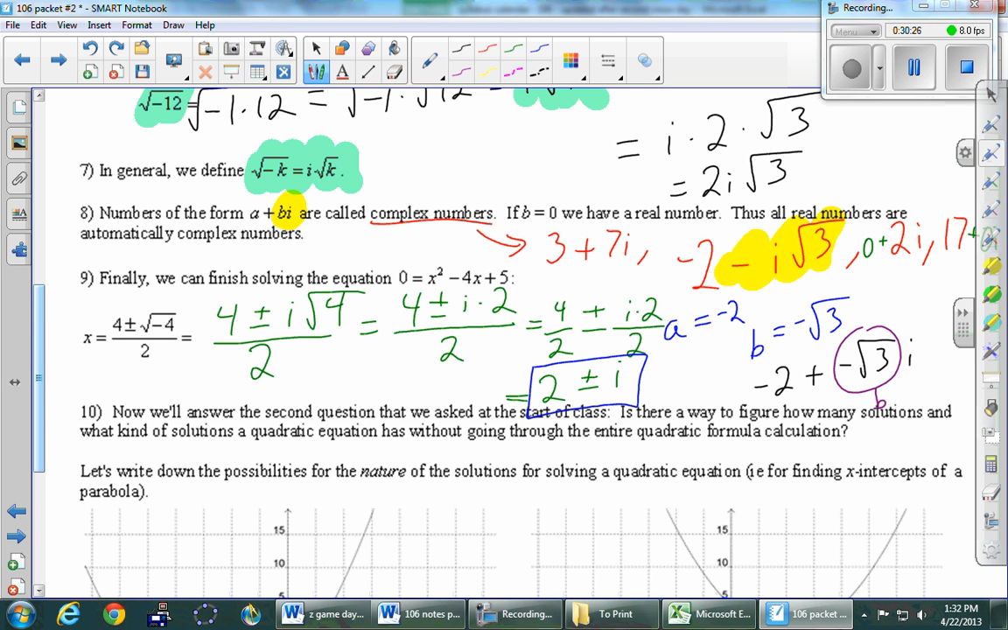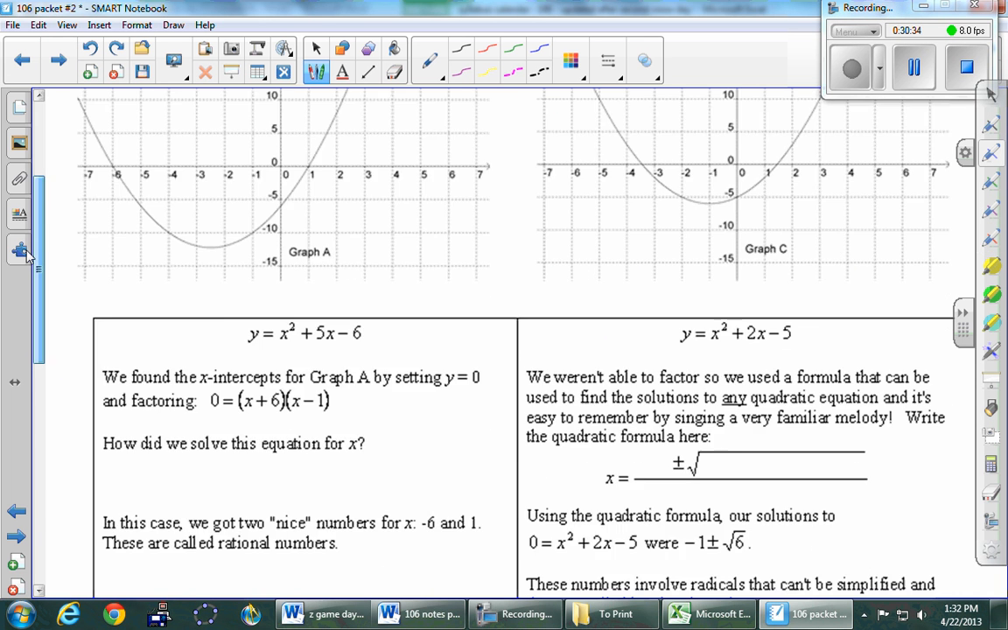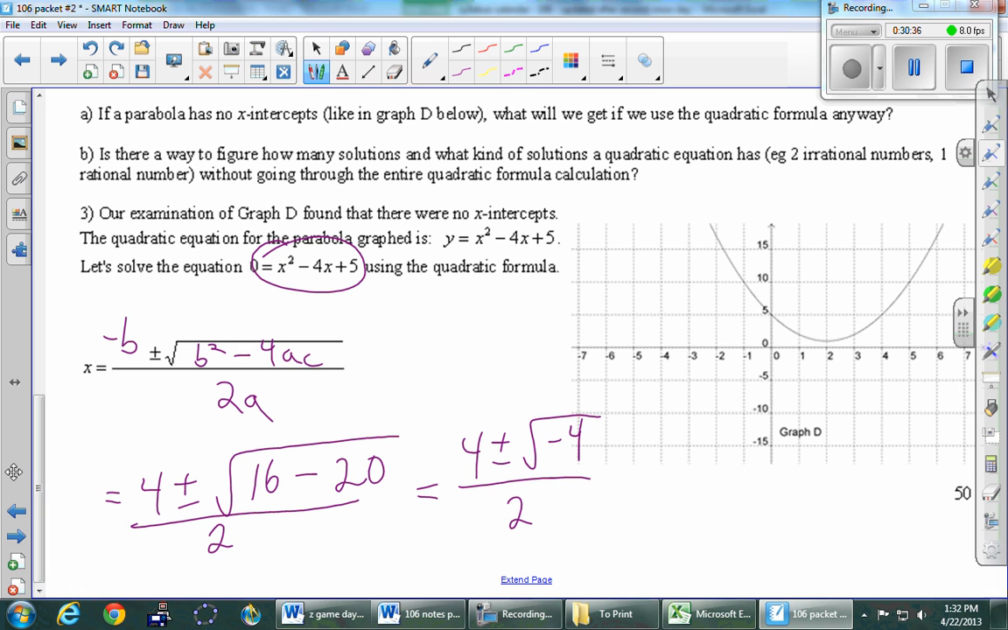So that's it, 2 plus or minus i. So let's real quick look back at graph D. Again, how many x-intercepts does it have? It has none. So how did that show up when we did the quadratic formula, which will find us the x-intercepts? It showed up with an i in it. And we don't see anything that has an i in it. We only see the regular real numbers up here.